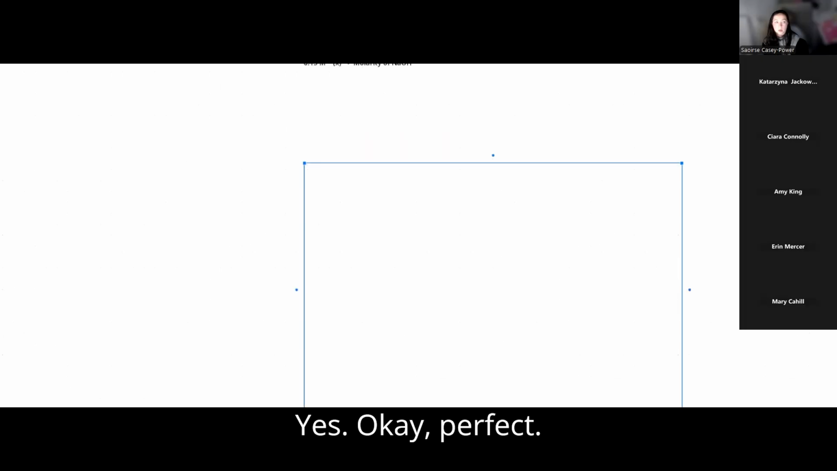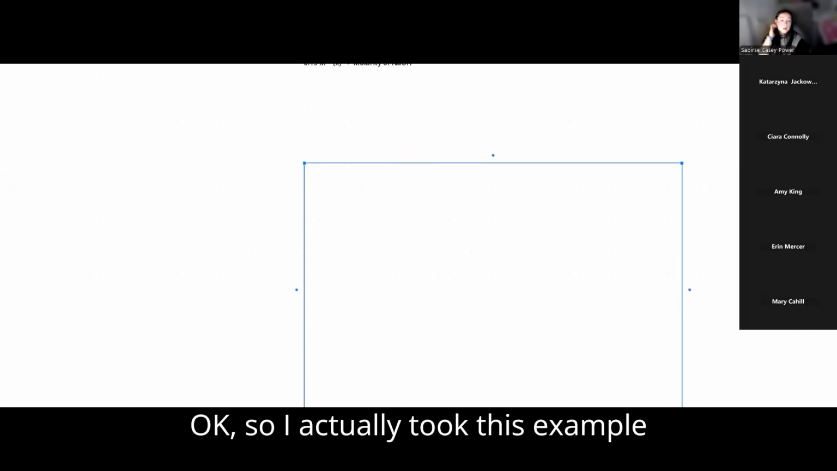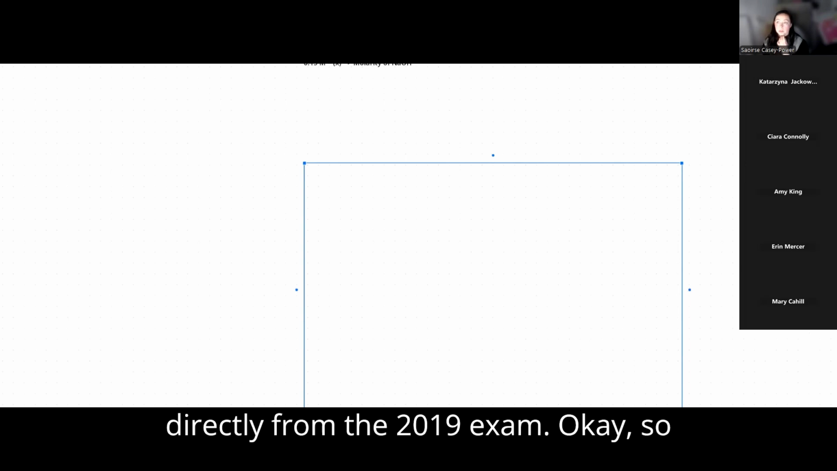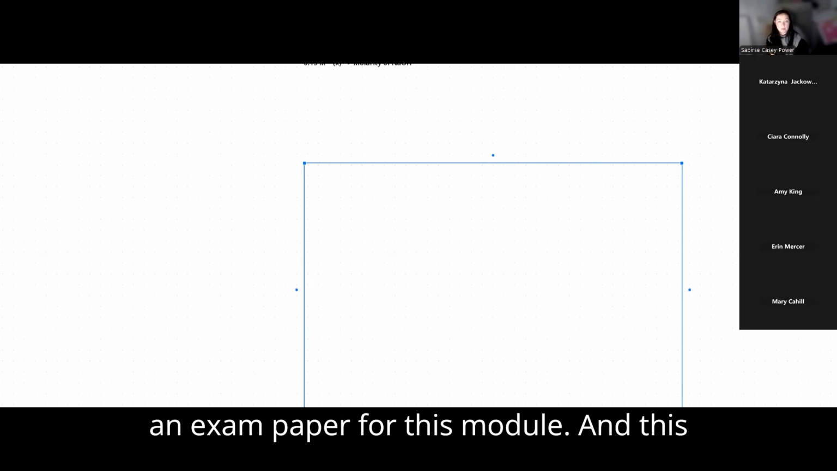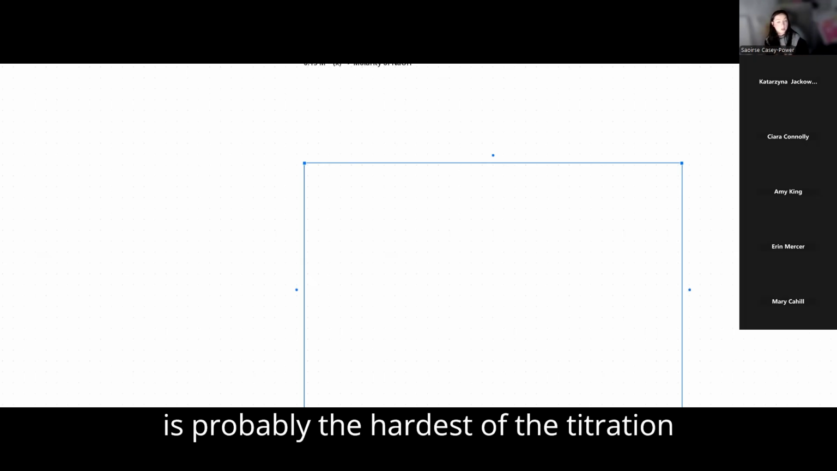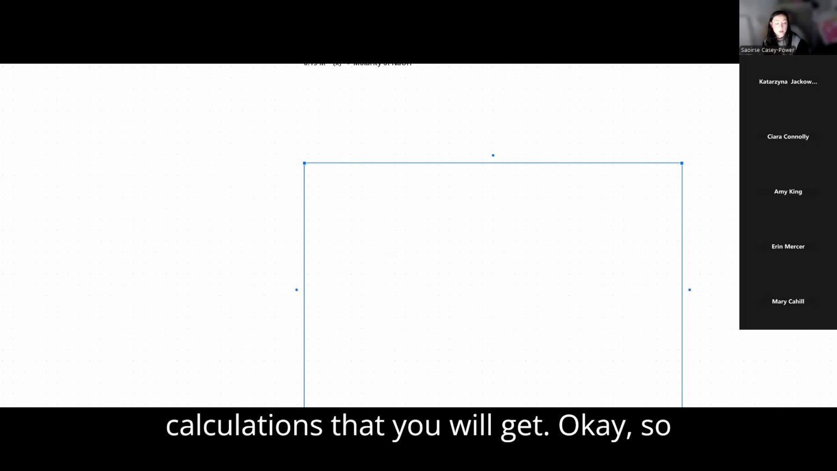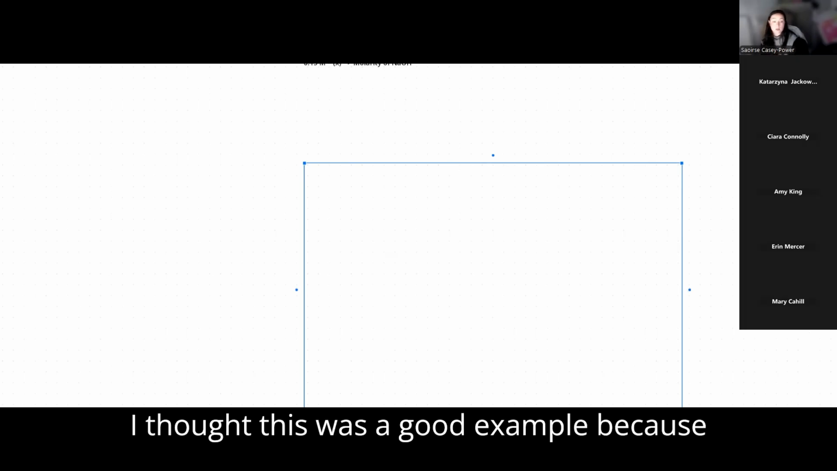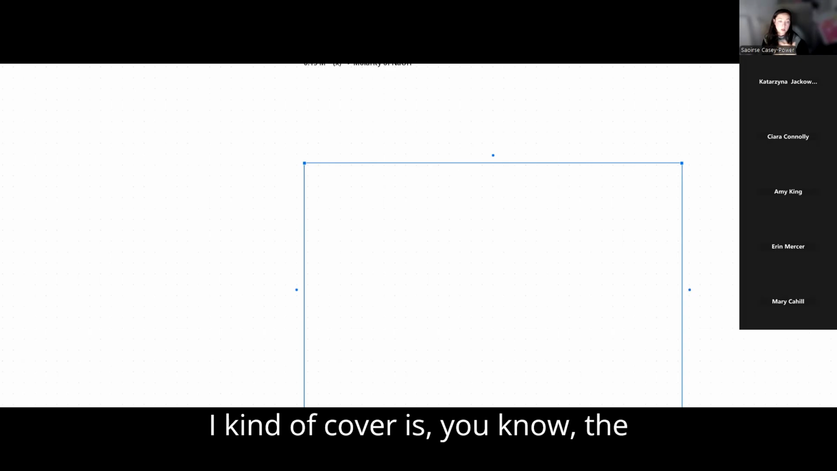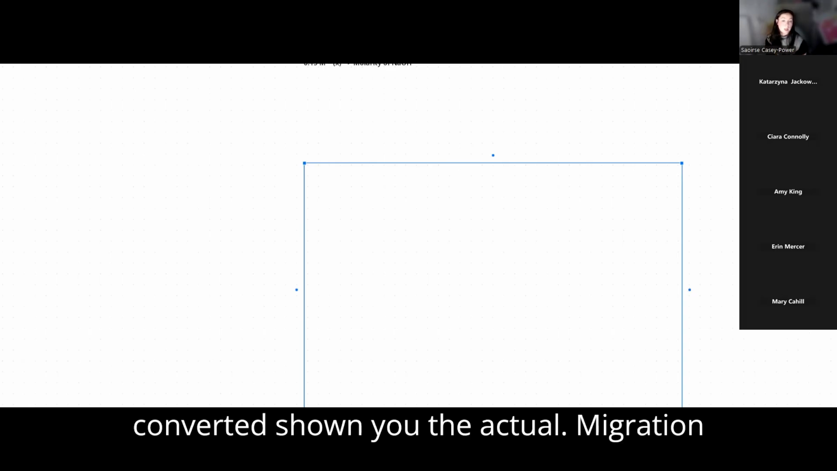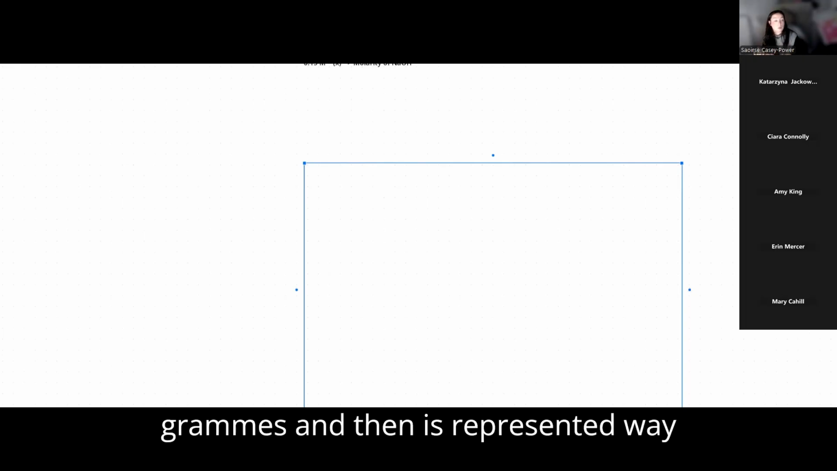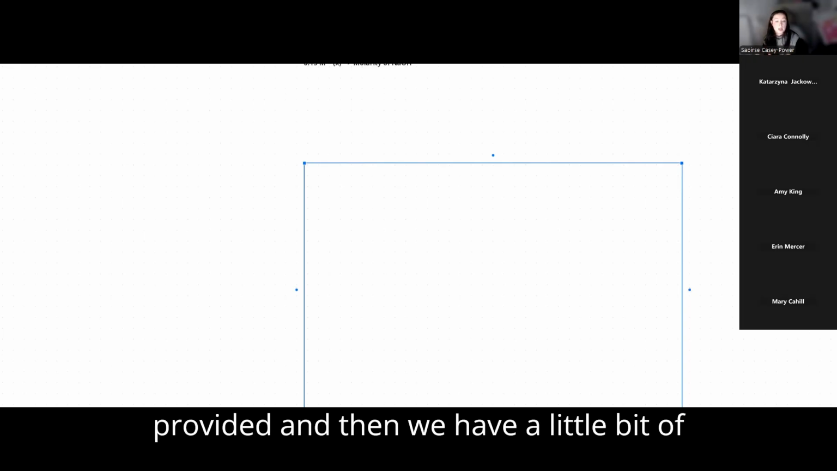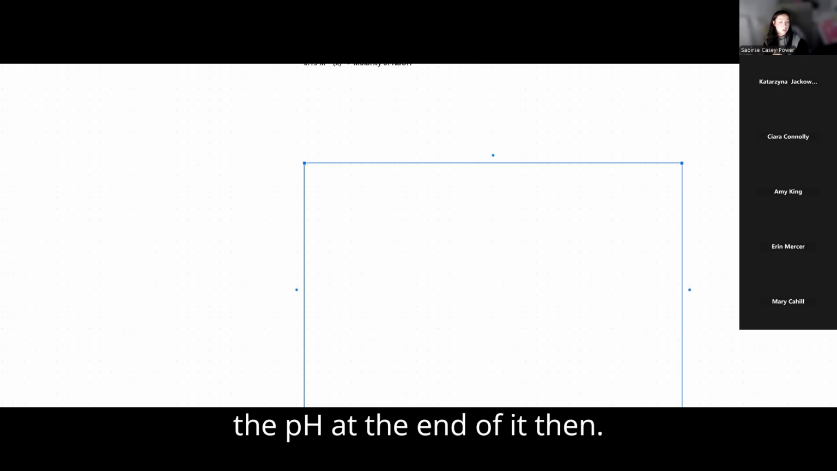Okay, perfect. So I actually took this example directly from the 2019 exam. This is very typical of what you'd see in an exam paper for this module. And this is probably the hardest of the titration calculations that you will get. I thought this was a good example because it covers showing you the actual titration equation, the conversion of moles to grams, and then into a percentage weight per volume. And then we have a little bit of the pH at the end of it.